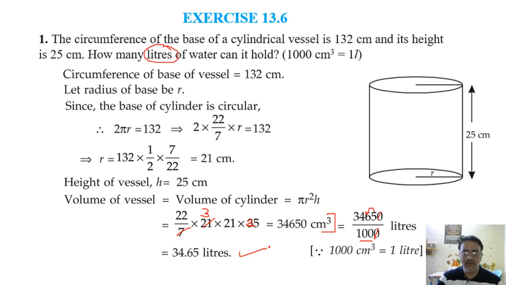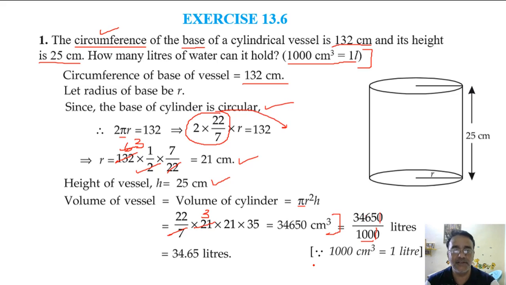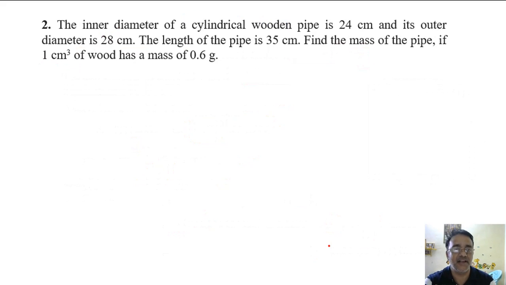Okay. So any doubt in this question? No, sir. Okay. Now we are moving towards the next question, that is the second question. The inner diameter of a cylindrical wooden pipe is 24 centimeter and its outer diameter is 28 centimeter. The length of the pipe is 35 centimeter. Find the mass of the pipe.